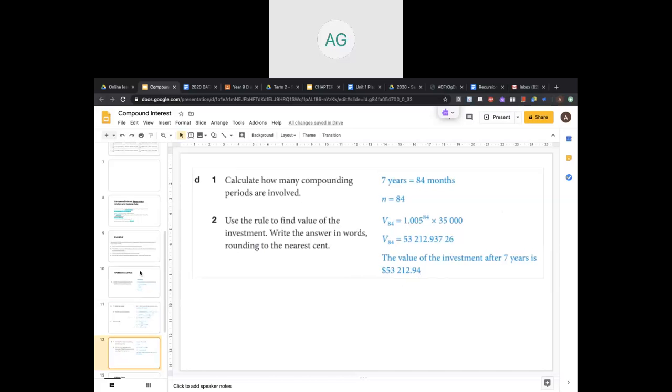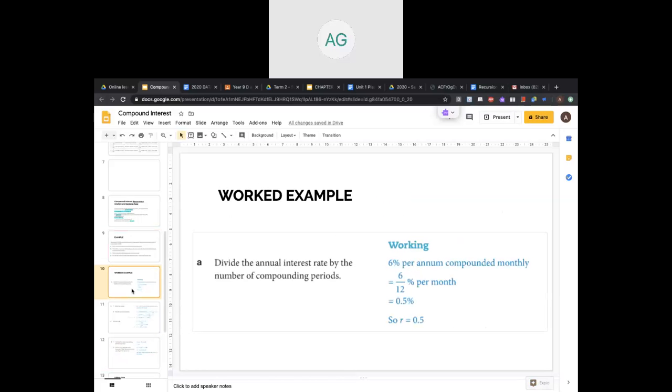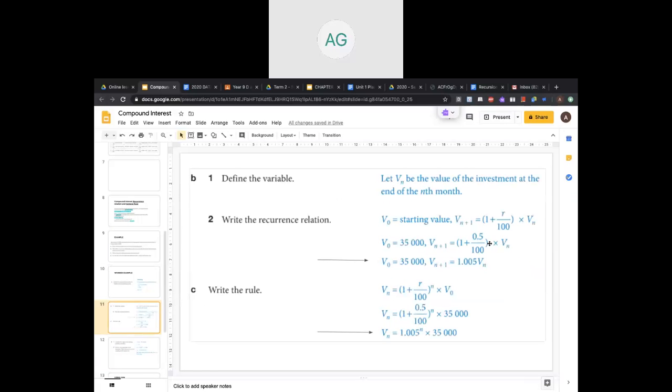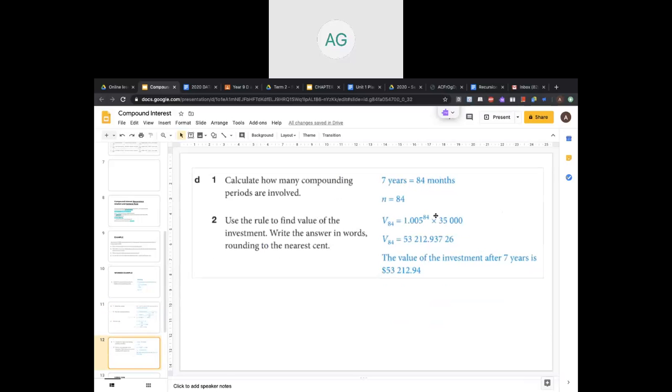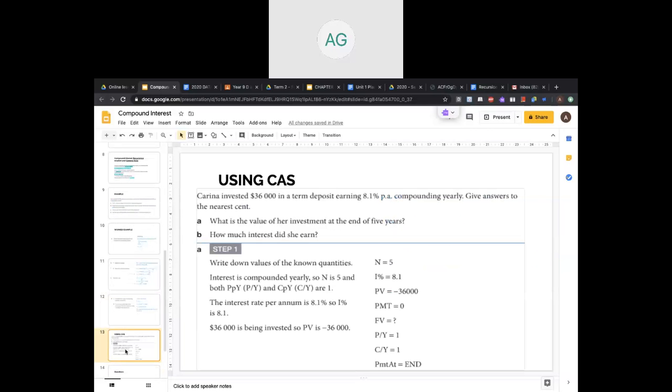So what did we do? We just found the monthly rate first. We found the recurrence relation, then the rule, and then using that rule, we found the value after 7 years. Because it's compounded monthly given in the question, that's why we times it by 12. Okay, you can also use your CAS calculator for that.